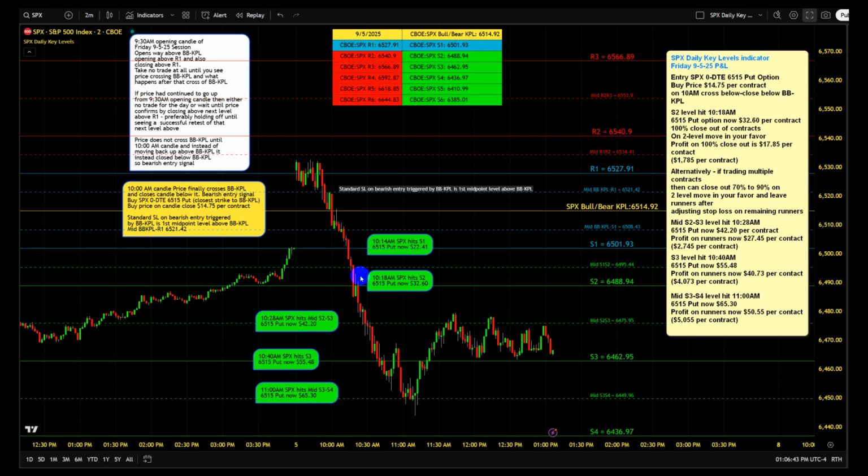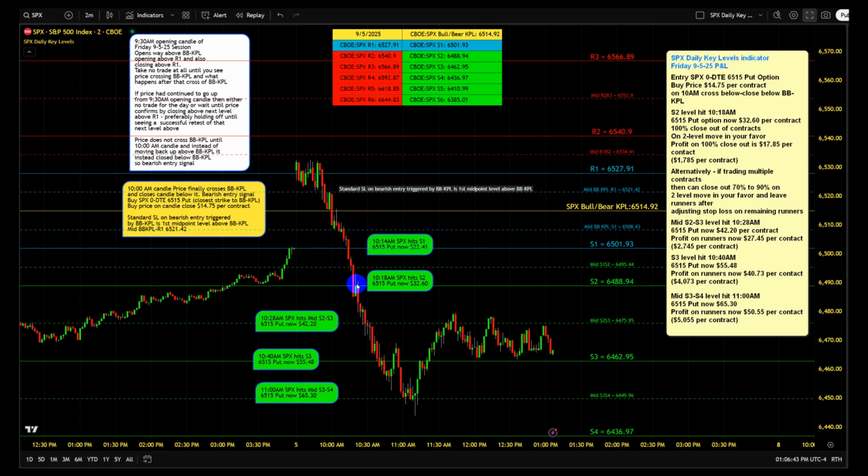At this point, you would close out 100% of your contracts that you entered on this bearish entry, because we have a full 2-level move, meaning we have an entry from the entry signal level. The entry signal level is the BBKPL. S2 is the second main level down, so that's a full 2-level move. So at this point, you'd be selling at $32.60. You bought at $14.75, so that is $17.85 profit per contract, which equals $1,785 profit per contract.